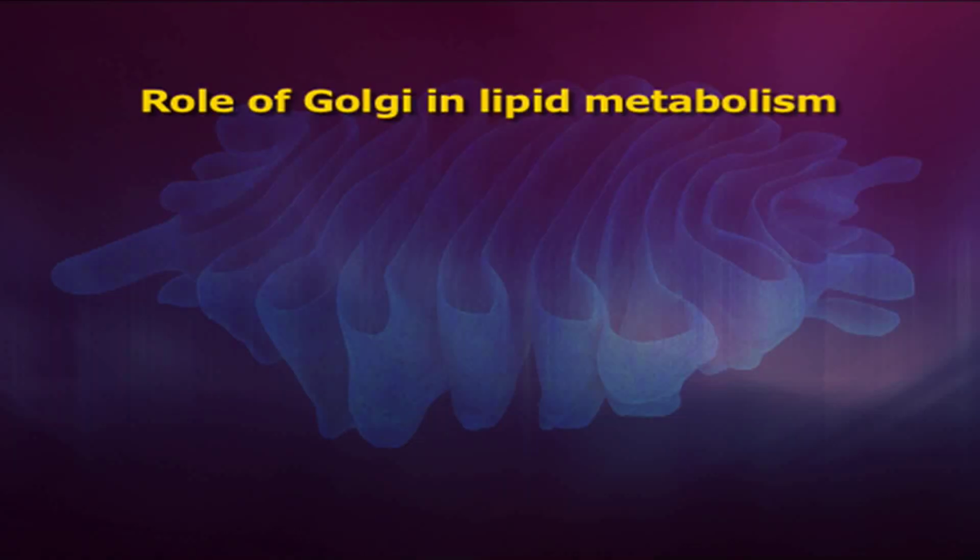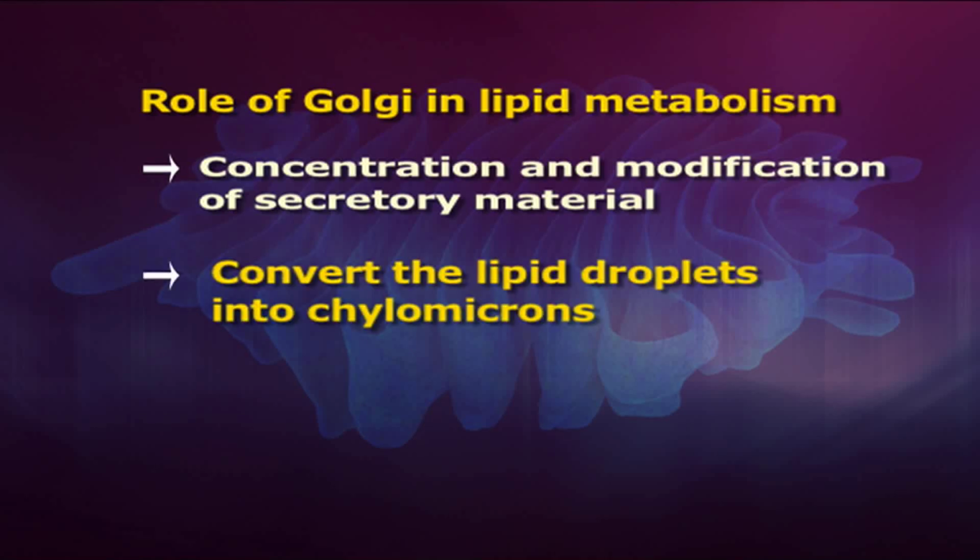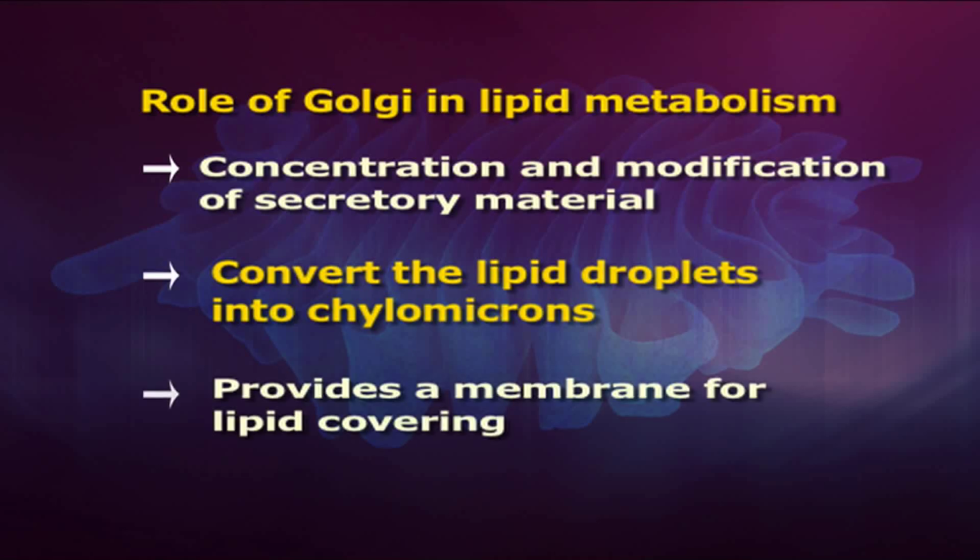The ER is involved in triglyceride synthesis. The vesicles derived from the Golgi complex are involved in adding the carbohydrate components of chylomicrons. The overall role of the Golgi complex in lipid metabolism is the concentration and modification of secretory material. These changes convert the lipid droplets into chylomicrons. The Golgi complex also provides a membrane for covering of lipid to be released from the cell.